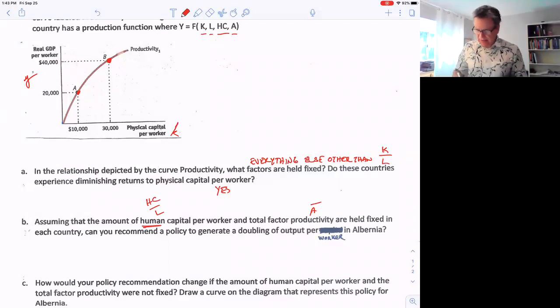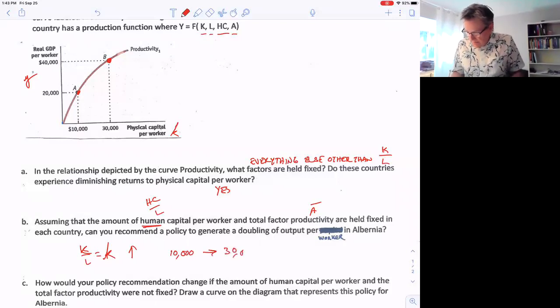Well, that means everything's fixed except little k, K over L. So we could just increase that. So we could increase little k from 10,000 to 30,000. And that would move Albernia up to where point B is on the productivity curve. So their real GDP per worker would be the same.